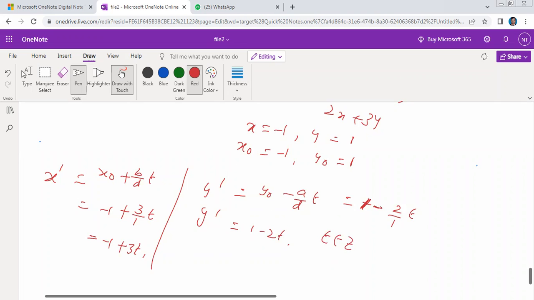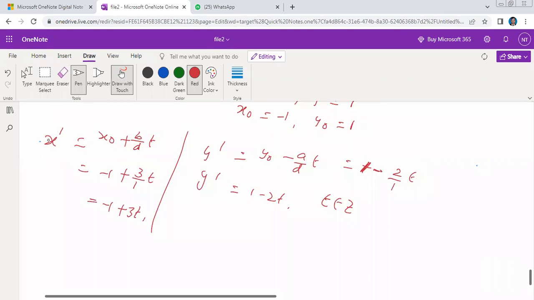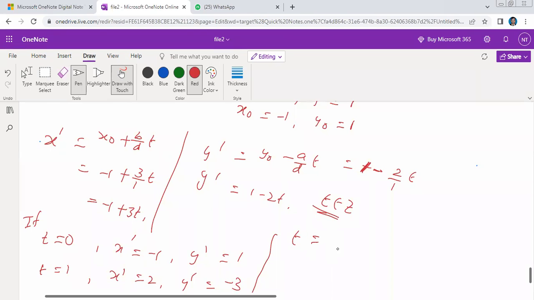For t belongs to z, for different values of t we get different solutions. t is equal to 0: x dash is minus 1, y dash is 1, the same solution. For t is equal to 1: x dash is equal to 2, y dash is equal to minus 3. Now in case t is equal to minus 1, what is x dash?